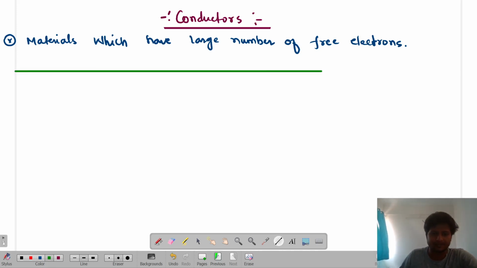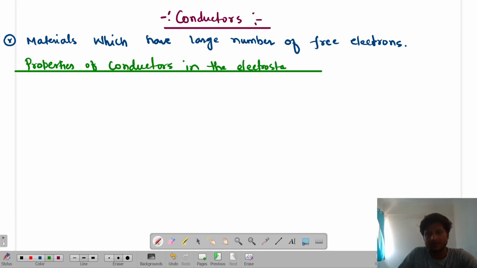So give the heading: properties of conductors in the electrostatic condition. Is that clear?